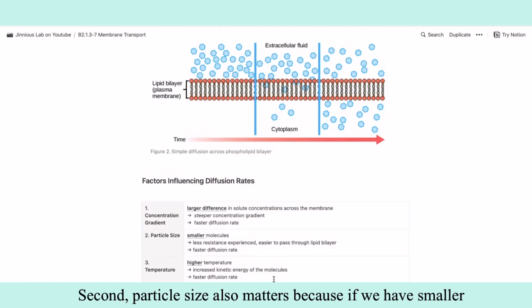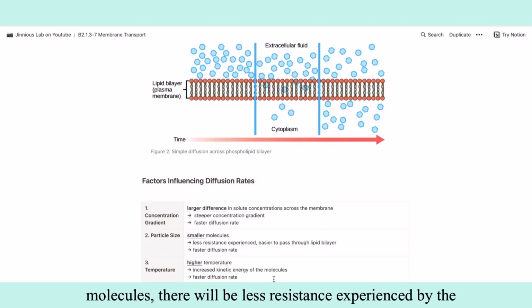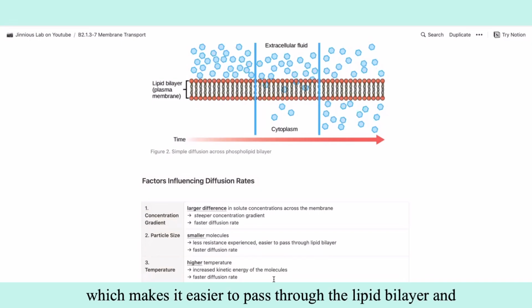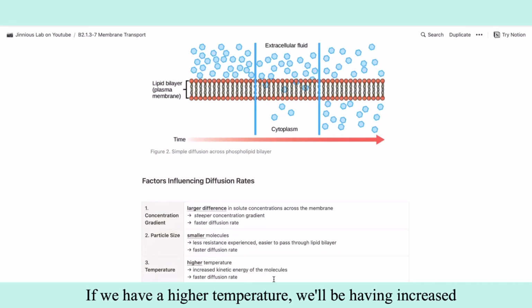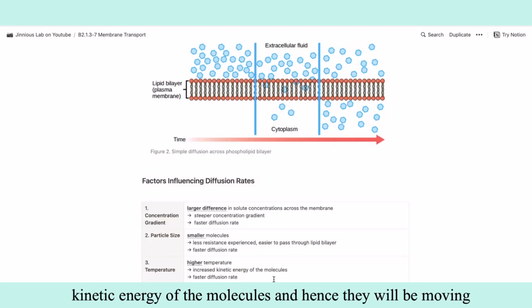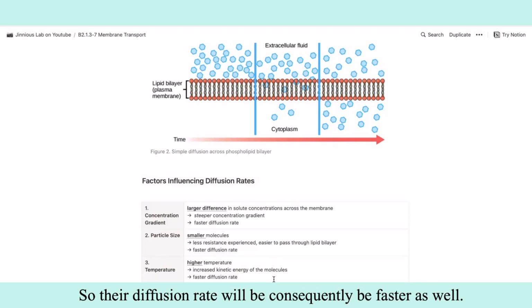Second, particle size also matters because if we have smaller molecules, there will be less resistance experienced by the molecule, which makes it easier to pass through the lipid bilayer and hence leading to the faster diffusion rate. Then temperature also plays a role. If we have a higher temperature, we'll be having increased kinetic energy of the molecules and hence they will be moving faster. So their diffusion rate will consequently be faster as well.